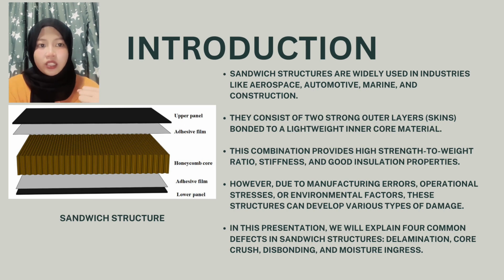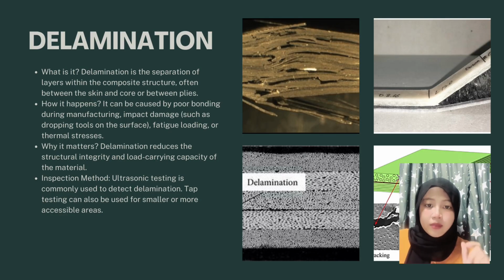This combination provides a high strength to weight ratio, stiffness and good isolation properties. Sandwich structures are widely used in industry like aerospace to make planes, automotive to make body parts, marine to make boats, and construction. However, due to manufacturing errors, operational stress or environmental factors, this structure can develop various types of damage. In this presentation, me and my teammate are going to explain 4 common defects in sandwich structure such as delamination and matrix cracking. Okay, what is fiber delamination?